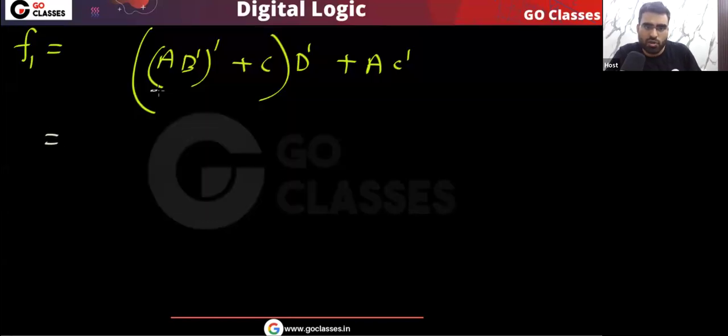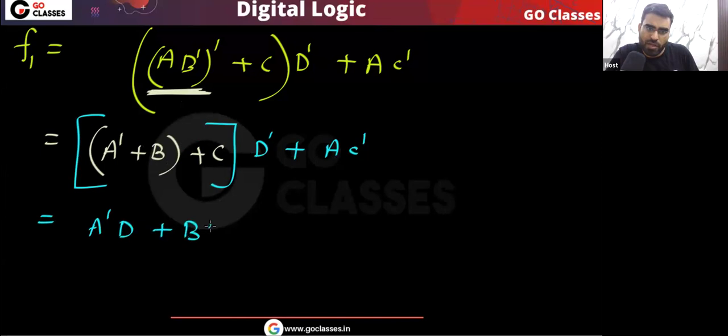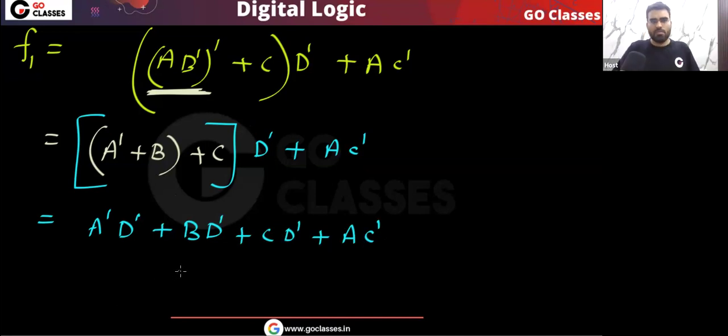Now let's solve it. First, you can apply the De Morgan law. What you will get? You will basically get (a bar or b) or c, okay, this whole thing and with (d bar or a c bar). Now what is the next thing? It will be a bar d bar or b d bar or c d bar or a c bar. Okay, this is f1.